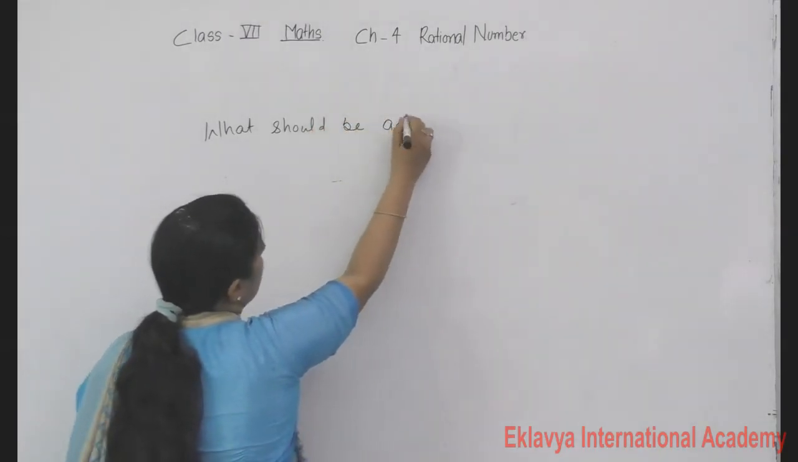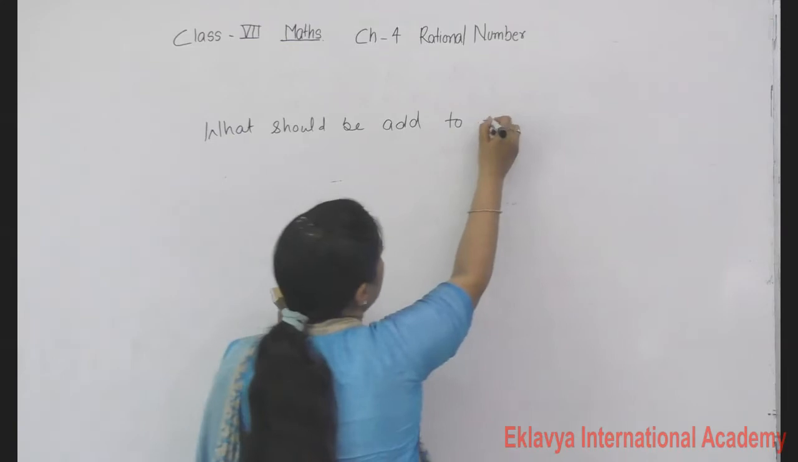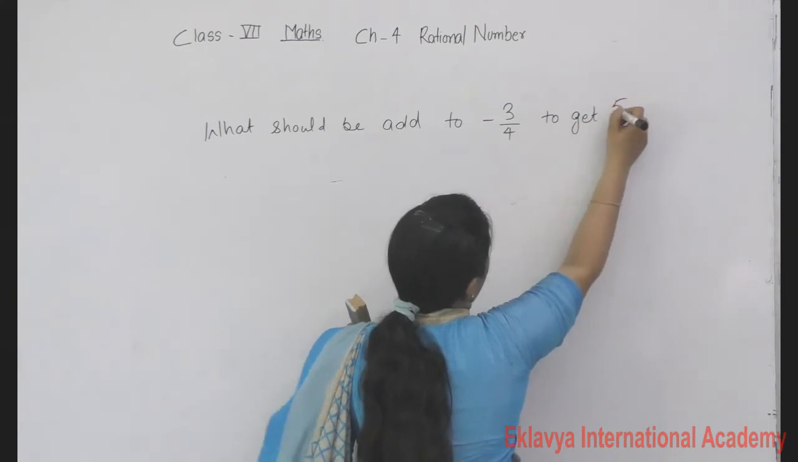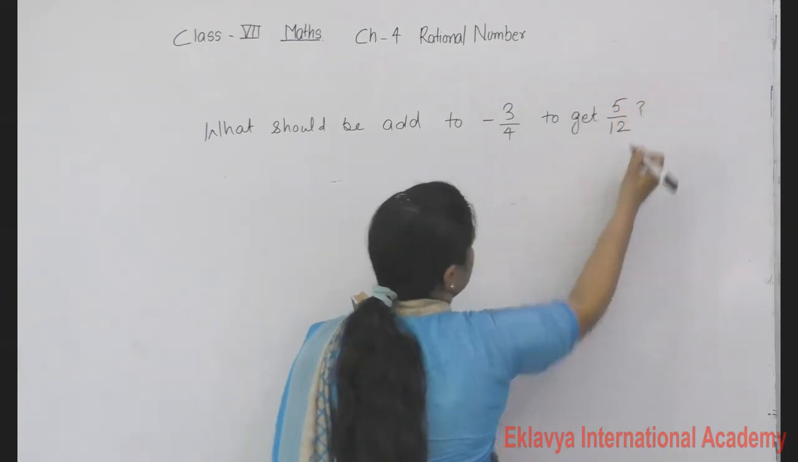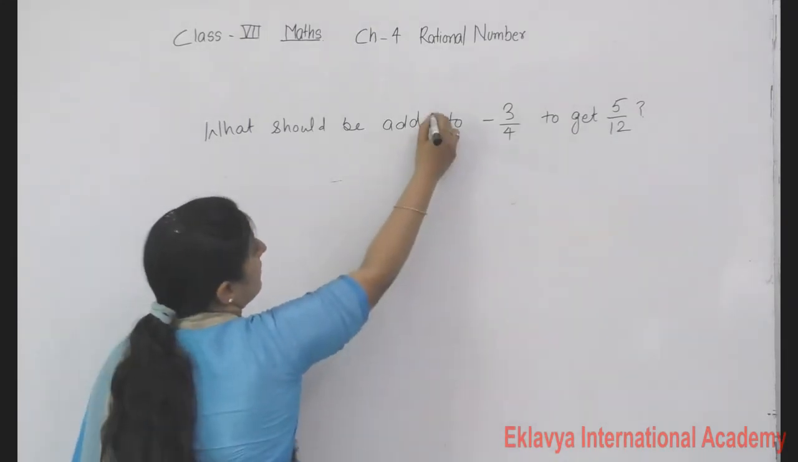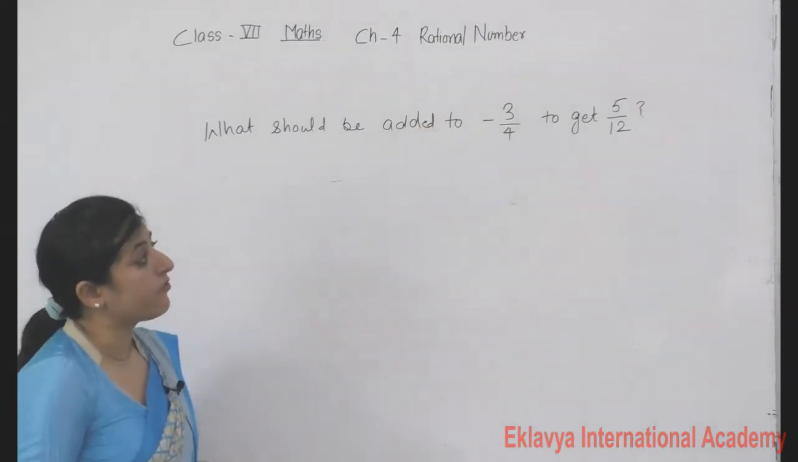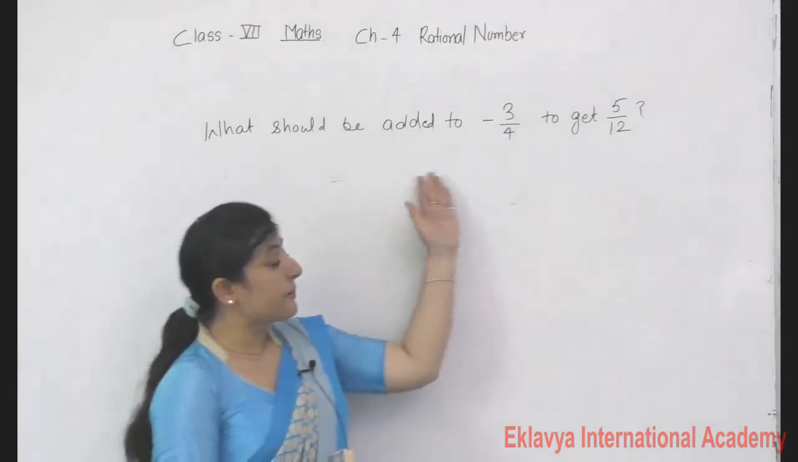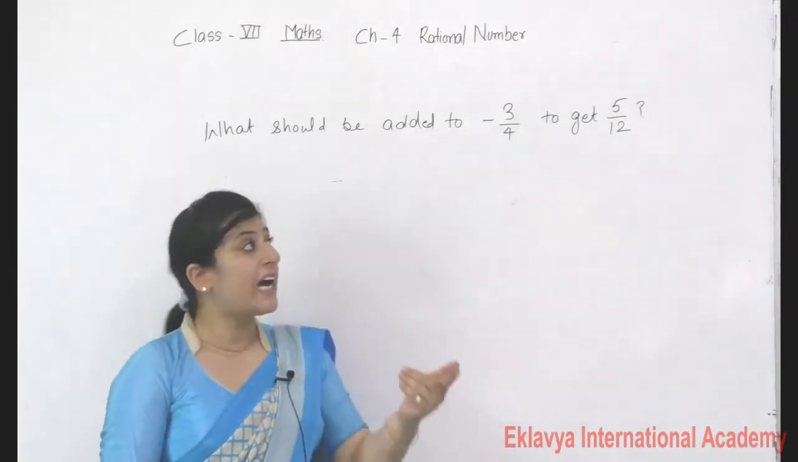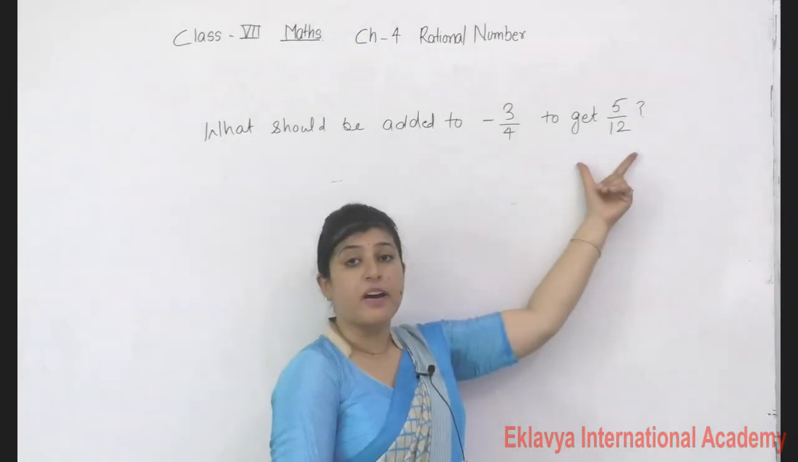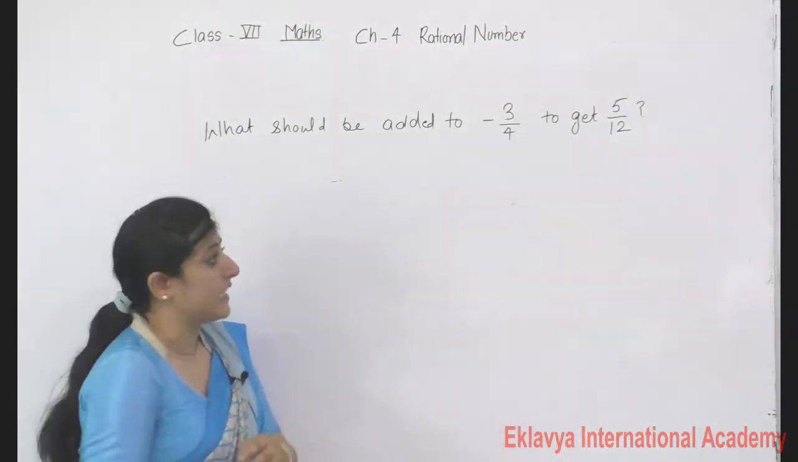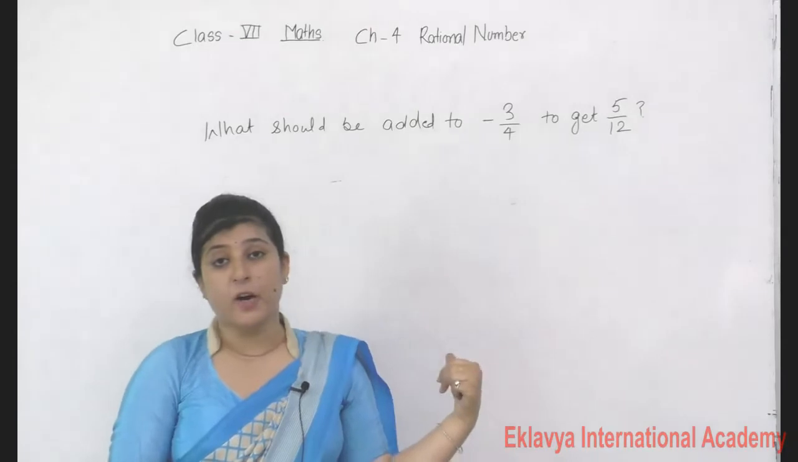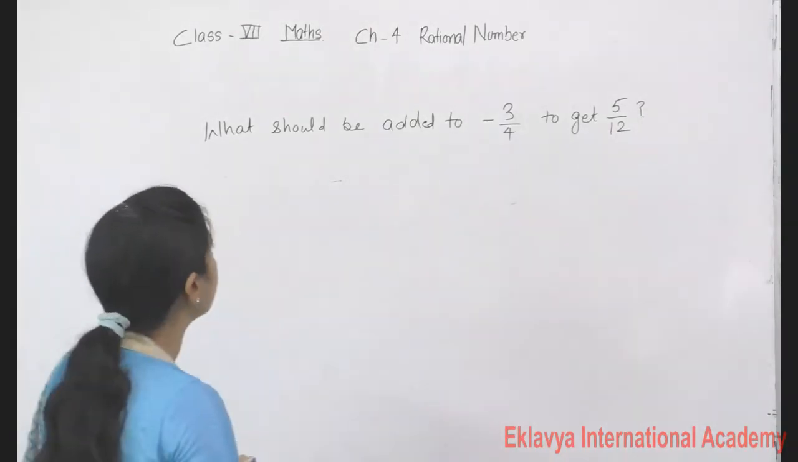What should be added to -3 by 4 to get 5 by 12? What is the meaning of this question? What should be added to -3 by 4 so that we get the result 5 by 12? See, there are two methods to solve it. You can use the method according to the statement, or you can use the given formula.